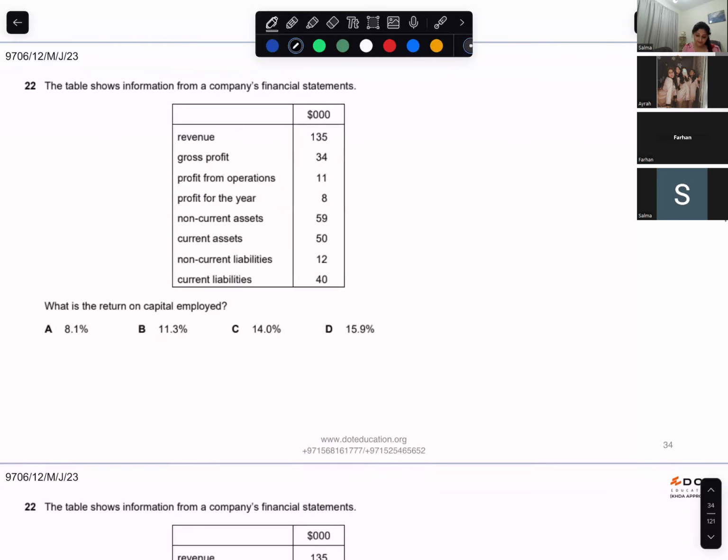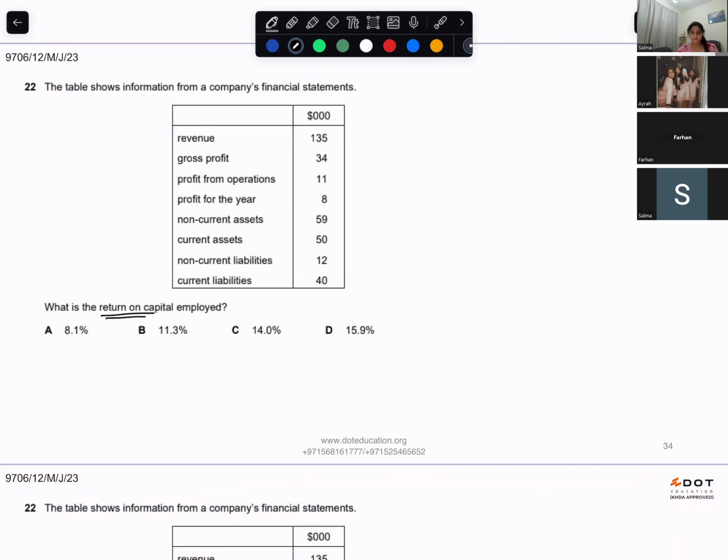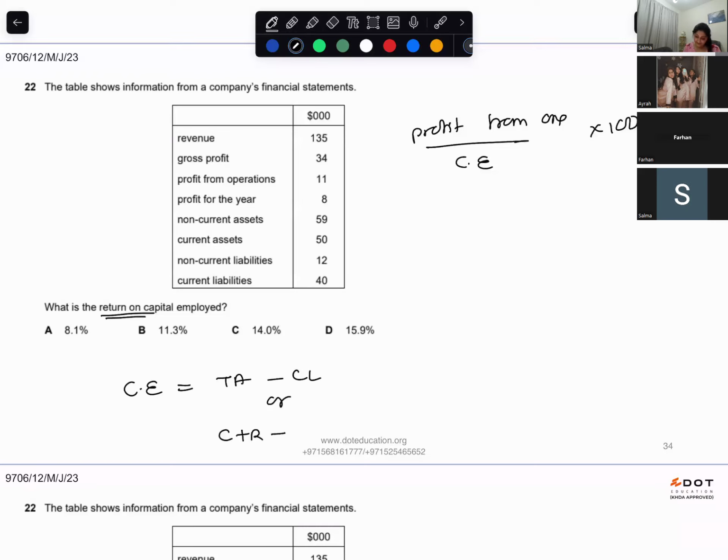What is return on capital employed? Profit from operations divided by capital employed into 100. Two ways to find capital employed: total assets minus current liability, or capital plus reserves plus non-current liability. I don't think I have the capital, but we have the total assets.